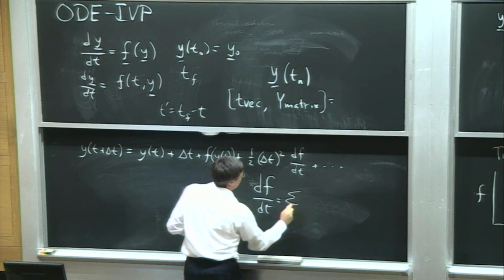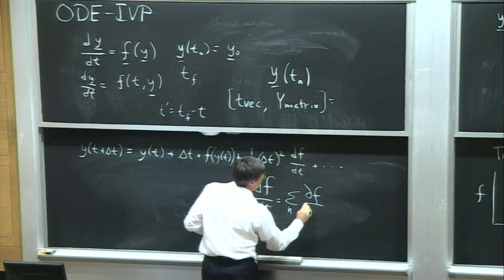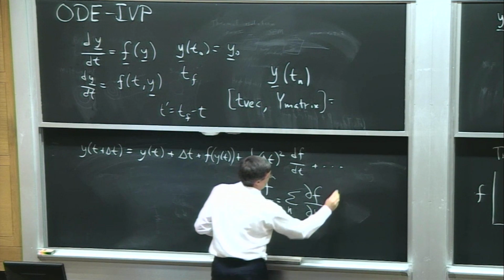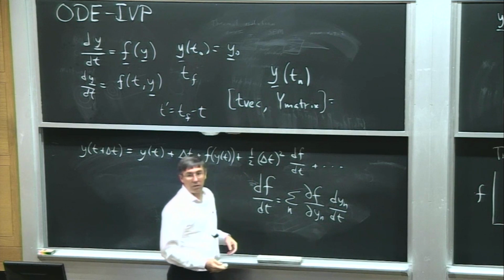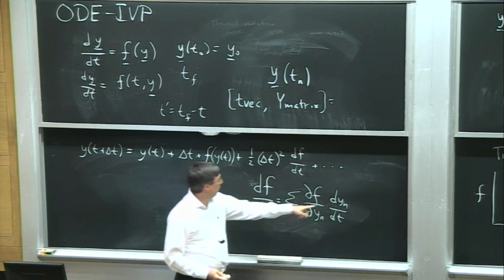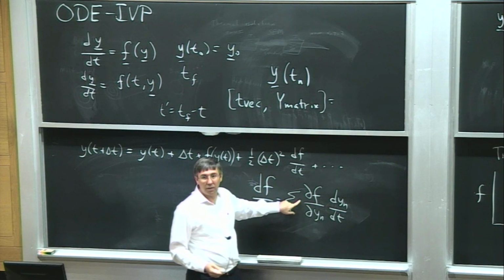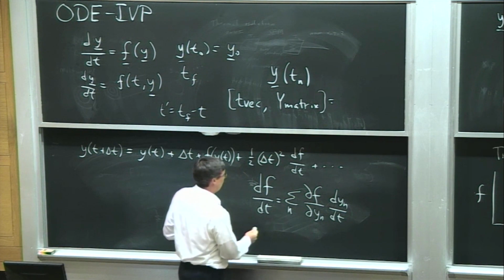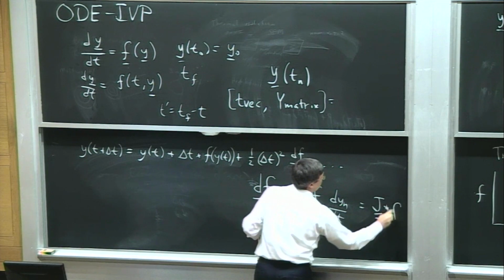is equal to the sum of df dy_n times dy_n dt. Right? But dy_n dt is f. And this is what we call the Jacobian of f. So this is really saying that this is equal to J times f.